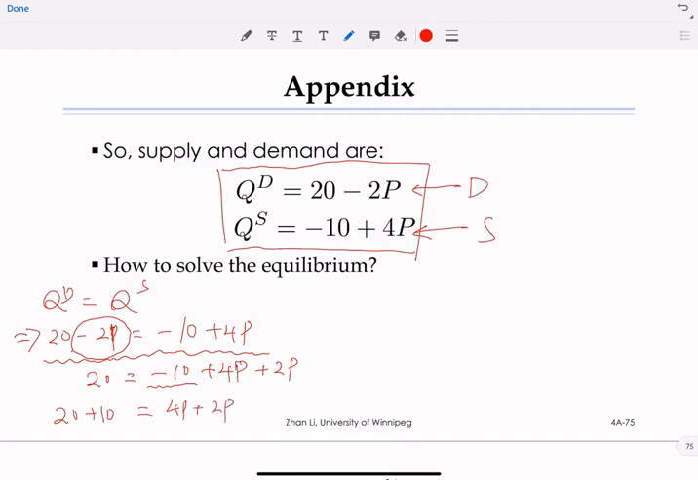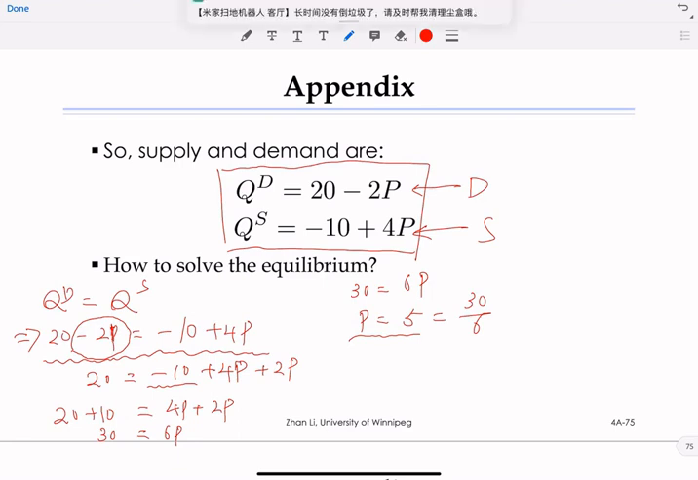What is 20 plus 10? It's just 30, right? What is 4P plus 2P? It's just 6P. So if 30 equals 6P, then we can solve P equals 5, which is 30 divided by 6. So we know that the market price is 5. This is the answer here. Now, what is the equilibrium quantity? Well, we could just use either the demand curve or the supply curve. Both curves will give you the correct answer for equilibrium quantity.